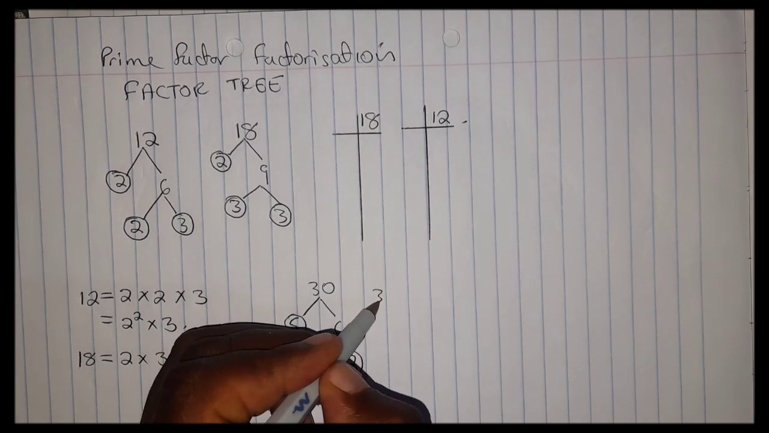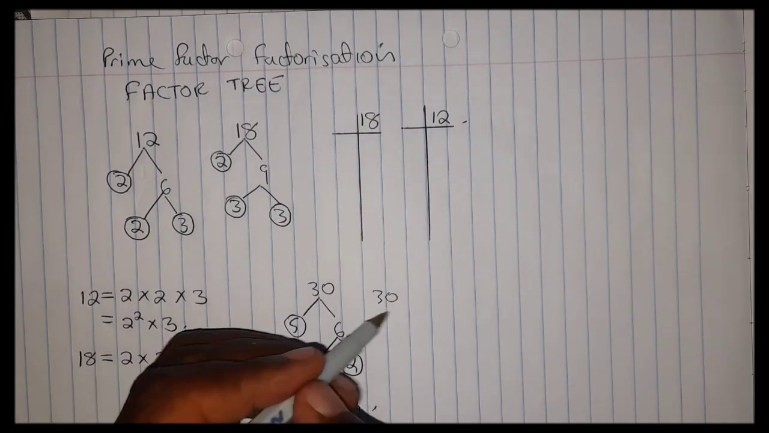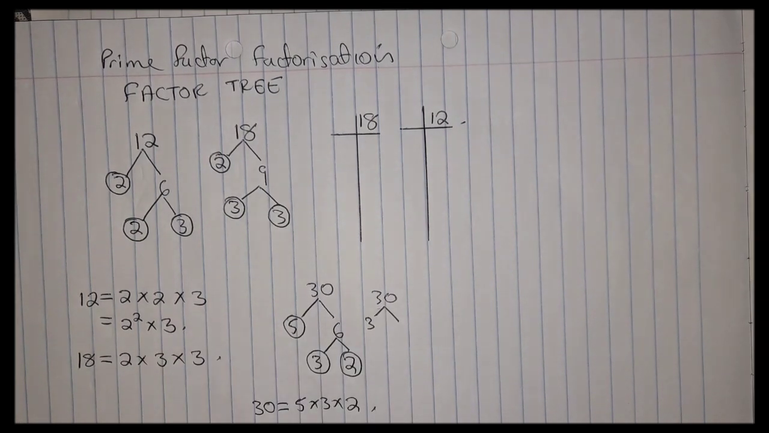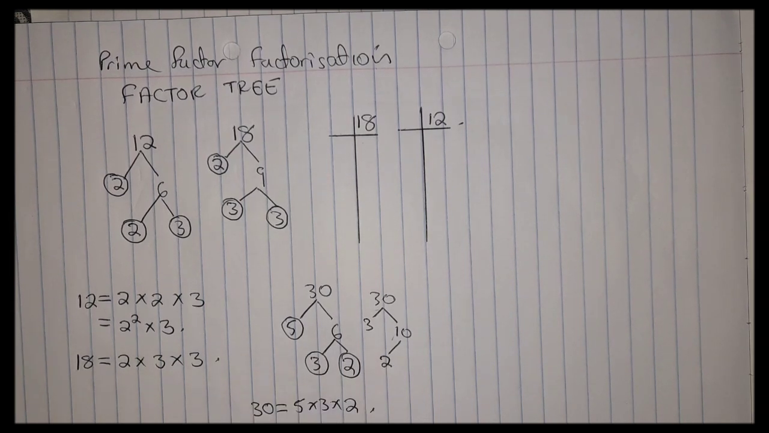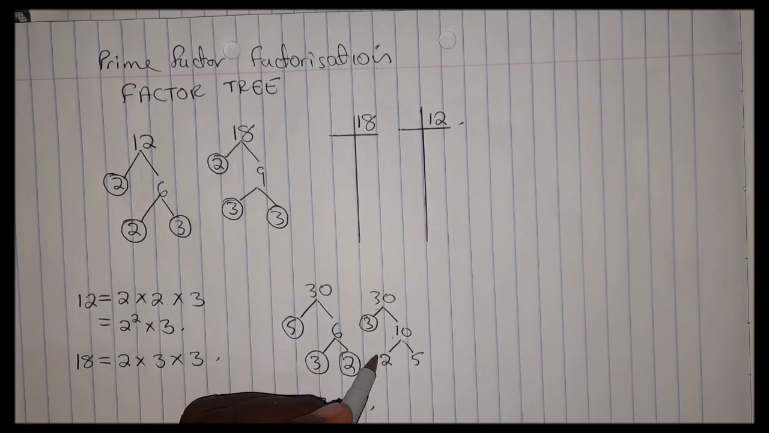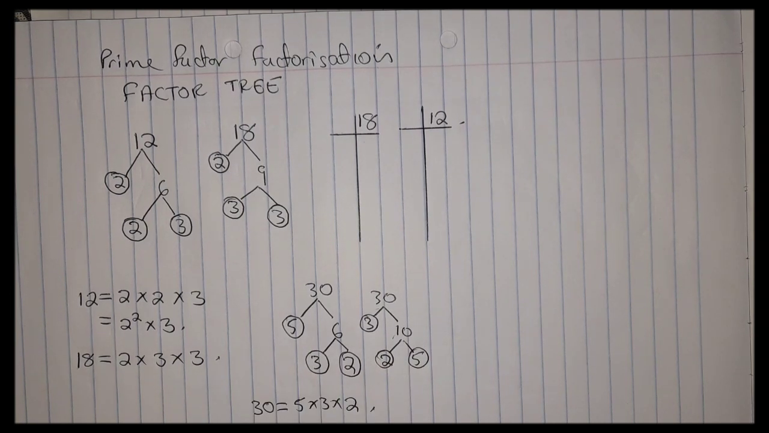We could also start with a 3. 3 goes into 30 how many times? It's 10 times. And then with this 10 you can use 5, you can use 2. Let's use 2. 2 goes into 10 how many times? 5 times. So these are the prime factors of 30. So 30 can be written as 3 times 2 times 5. But generally, try to start with the smallest one, going up with size.